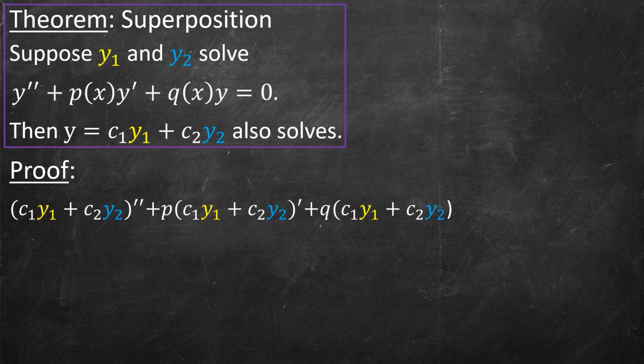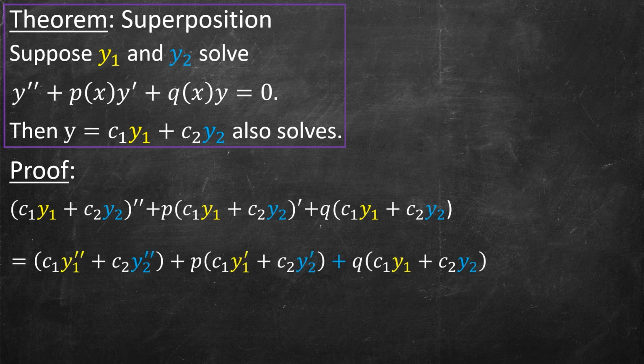So we plug it in for y double prime, we plug it in for py prime, and we plug it in for qy. Then the next thing I need to do is actually take the two derivatives and the one derivative. And this works out really nicely. For example, the c1y1 plus c2y2 double primed, well, the double prime just comes in. This is a property of the derivative. The derivative is a linear operator.